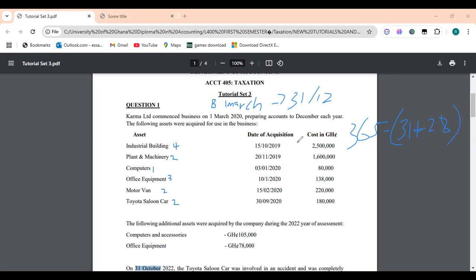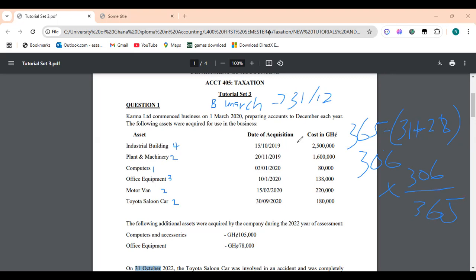Right, so we have January and February out of this. 31 plus 28 is going to give us 59. 365 minus 59 is going to give us 306. So our basis period is going to be 306 days. Whatever we get here is going to be the capital allowance times 306 all over 365. That's what we are going to do straight from here. Simple. Once you dissect this, you are done with the question.